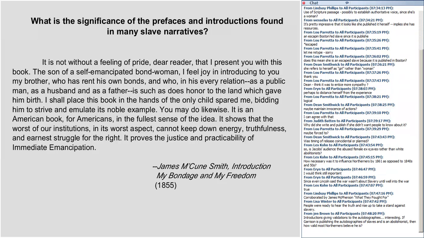You'll notice that McCune Smith says about Douglass's second autobiography, it is an American book for Americans in the fullest sense of the idea. He's really trying to say this is not just a book about slavery. This is not just a book that you need to read if you want to find out what's going on in the corrupt South with its hideous institutions of slavery and human bondage. This is an American book. Every American should read this. All people will be fulfilled by the example of this man. So Smith is trying to sort of promote Douglass from the status of fugitive slave to the status of kind of American hero.